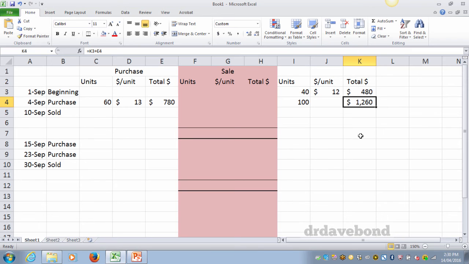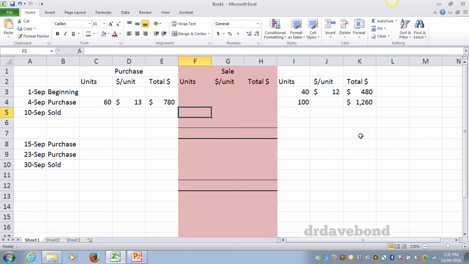So if we imagine us drawing this out, we started with 40, we add 60. On the 10th of September, we sold 65. Now, I'm not going to put in 65 at this point because we sell 65 of different units. And because we were doing first in, first out, this was the first units that we had in, and then these were the next units that we had in. So the first units we sell are these ones. These are the ones that we get rid of.